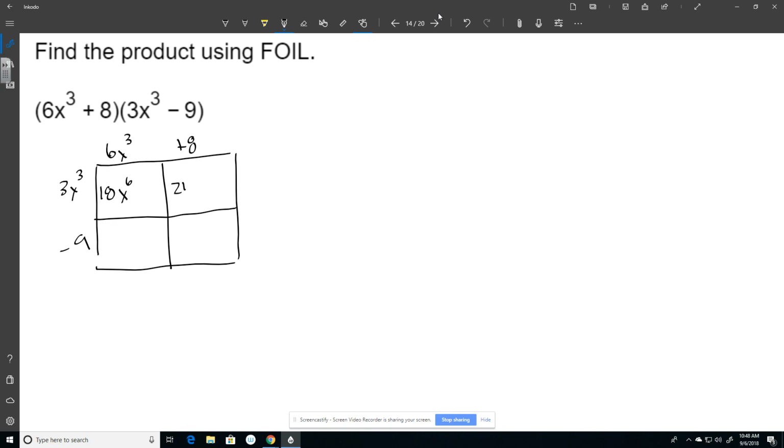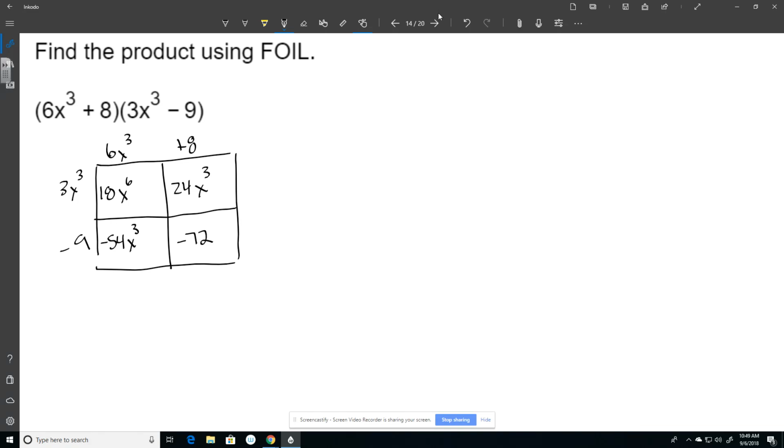8 times 3 is 24x cubed. 6 times -9 is -54, and I have an x cubed as well. And then the last one is a positive 8 times a -9 is a -72. And I'm not quite done. Now that I know what everything multiplies to, I have to rewrite it and combine like terms.